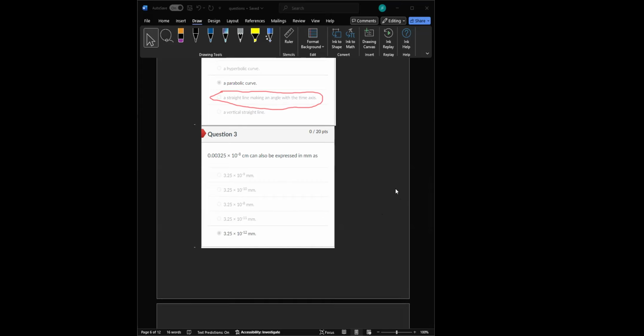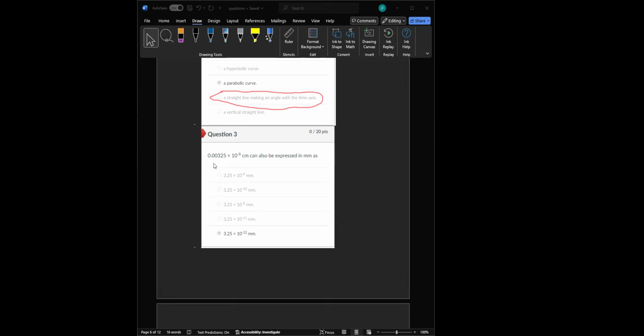So if you were to convert centimeters to millimeters, what would you have to do with the 0.00325? Basically it's adding an extra zero, because you're going from centi, which is a hundredth, to milli, which is a thousandth. It goes from hundredth to thousandth. So yes, that's correct, so you would get 0.3 zeros instead of two.